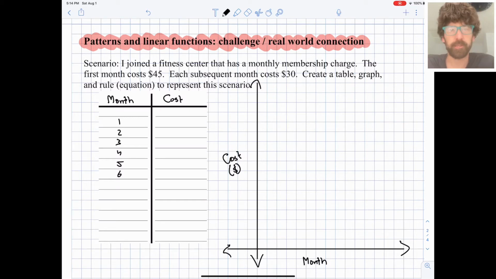But what we're going to be doing is tracking our total dollars that we're paying to this fitness center. Okay, so it looks like we were told that the first month cost $45, and then each subsequent month costs an additional 30. So that means our change is going to be plus 30 each time. So 45 plus 30 is 75. We have 105, 135, 165, 195, and we could keep going, but we won't.